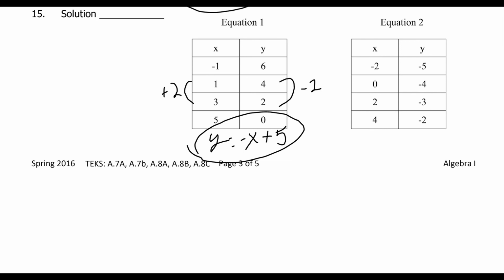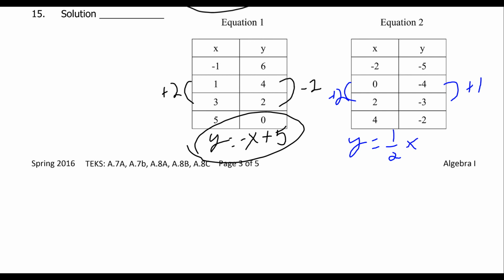Next equation, we got to go over here, and we got to go 0 to 2, that's going to be plus 2. Negative 4 to negative 3, that's plus 1. Plus 2 from 0 to 2, plus 1 from negative 4 to negative 3. So that's going to give me y equals change in y over change in x. That's going to be 1 half x.